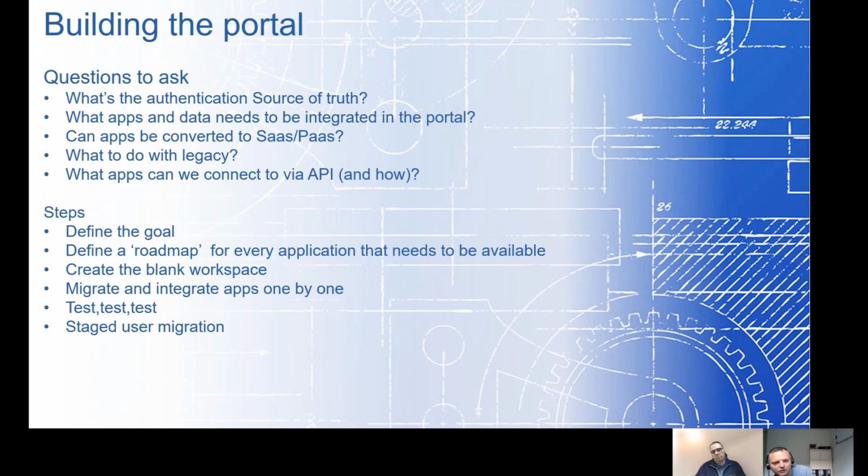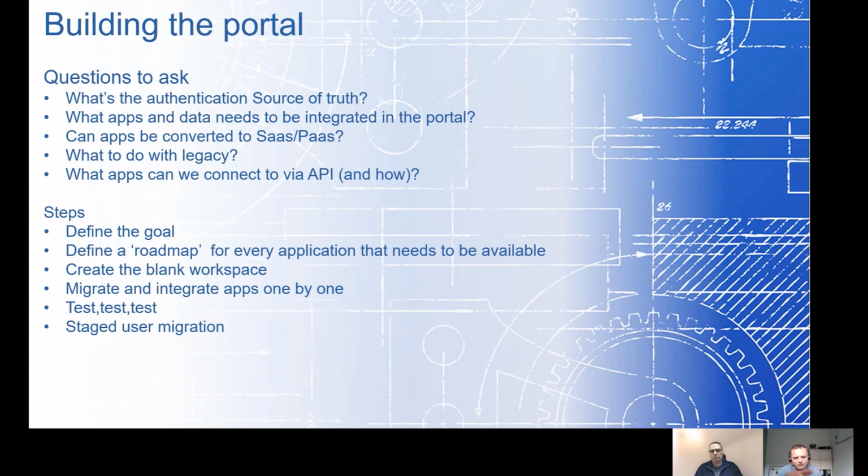You could say, okay, we're going to move the HR department, the next week we're going to move the production department, and the week after that we're going to move the IT department. Staged user migration means that you put batches of users and not all of them at once, because if something is not working, you don't want everything impacted. That's one of the approaches you could use when building a portal environment.